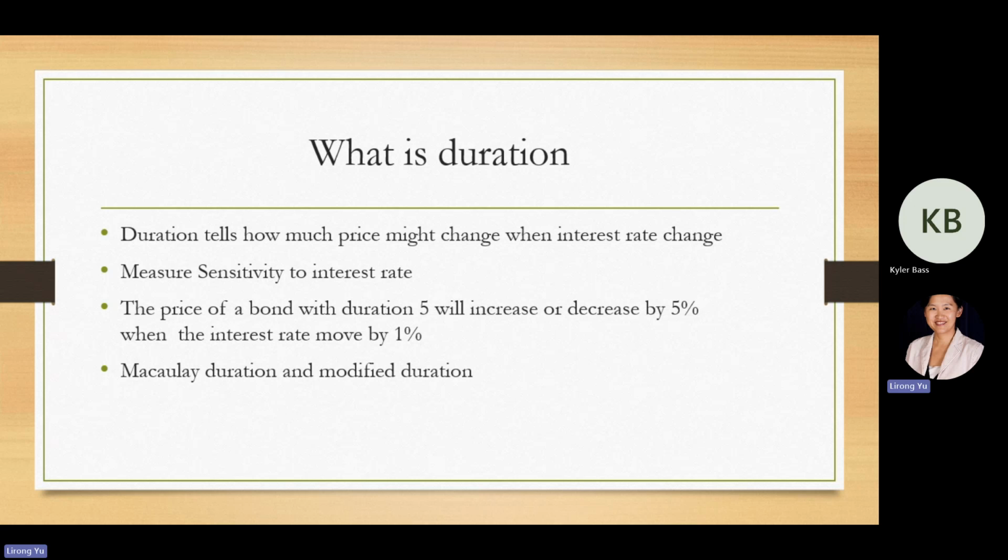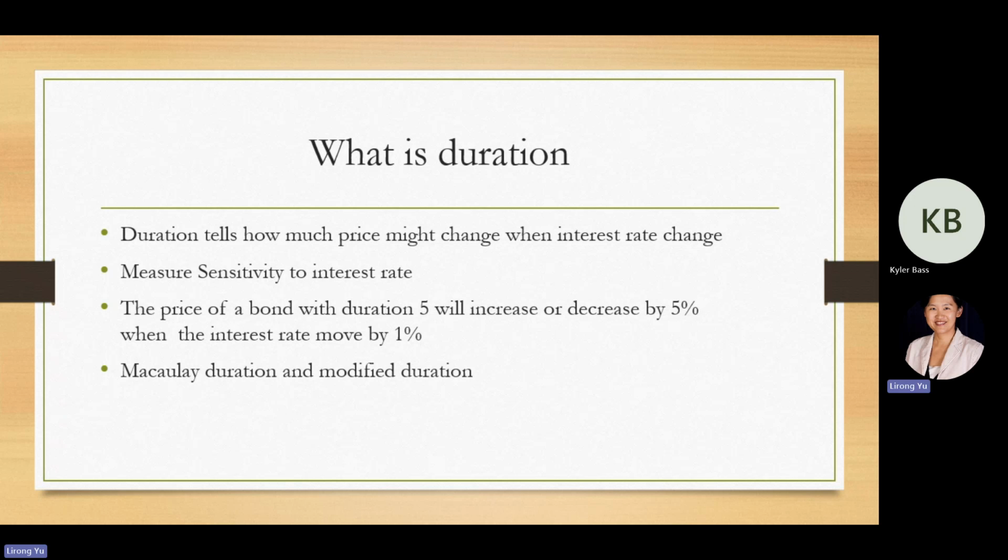For example, suppose the duration is 5. What does it mean? It means if the interest rate changes by 1%, it will cause the value of your cash flow to increase or decrease by 5%. That's the meaning of duration. So duration gives you an idea of how things are going to change.